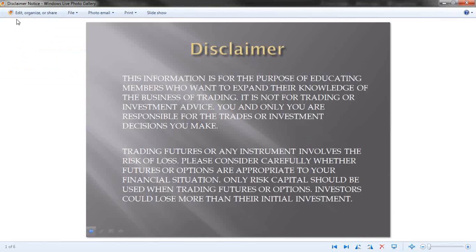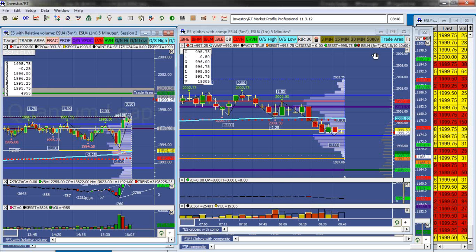Before we get going, I have to go through the disclaimer. This information is for the purpose of educating members who want to expand the knowledge of the business of trading. It's not for trading or investment advice. You and only you are responsible for your trades or investment decisions you make. Trading futures or any instrument involves risk of loss. Please consider carefully whether futures or options are appropriate to your financial situation. Only risk capital should be used when trading futures or options. Investors could lose more than the initial investment. Nobody at Quantum Leap is a certified trading advisor. We are retail traders operating within a self-organized learning environment. Past performance is not indicative of future results. Any trades that you see in here are for education purposes only. Please do your own due diligence and trade your own trade plan.